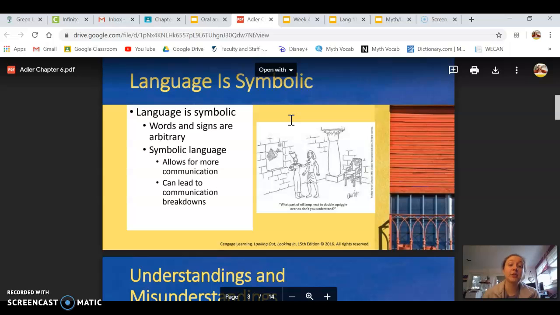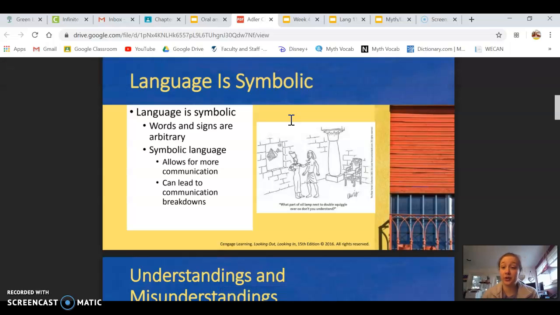Okay, so language is symbolic. Words and signs are arbitrary, meaning, just like I was talking about with the fives, signs have meaning because we put words to them. So the number 5, we're holding up 5 fingers, the sign, it stands for 5 because we made that rule that that symbol, or that little S number looking thing, means 5.